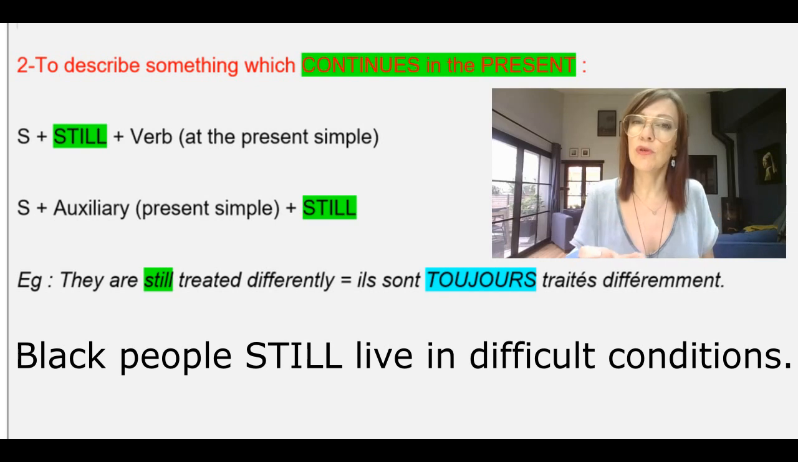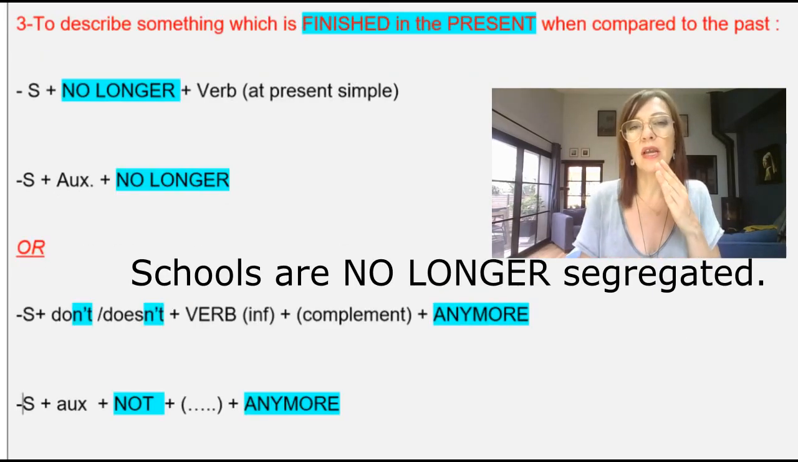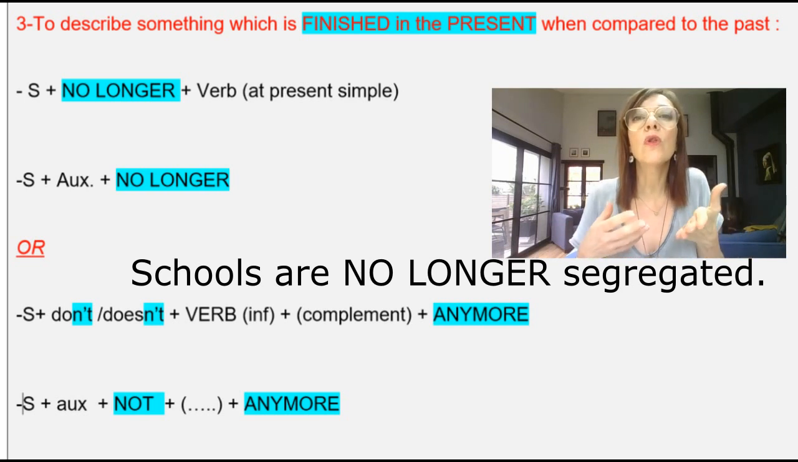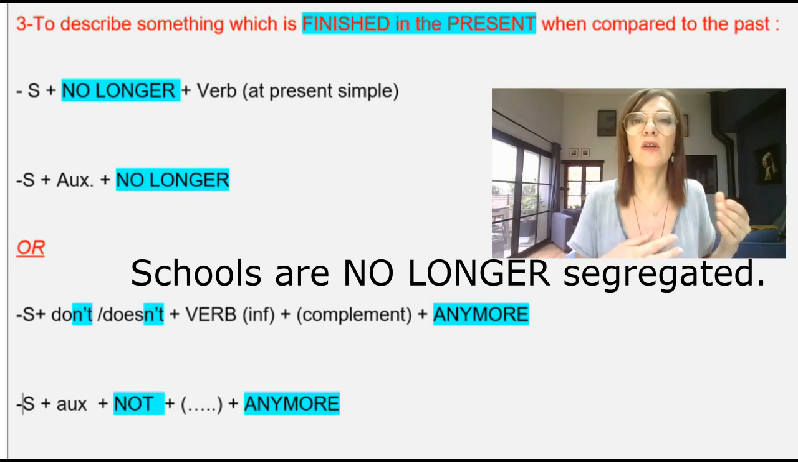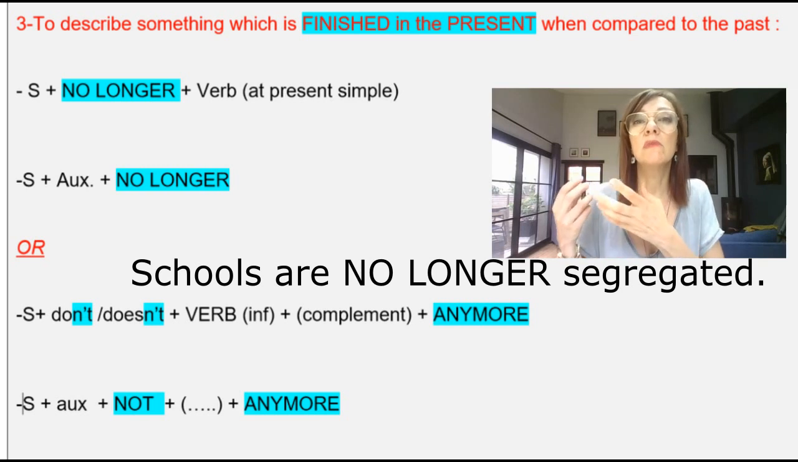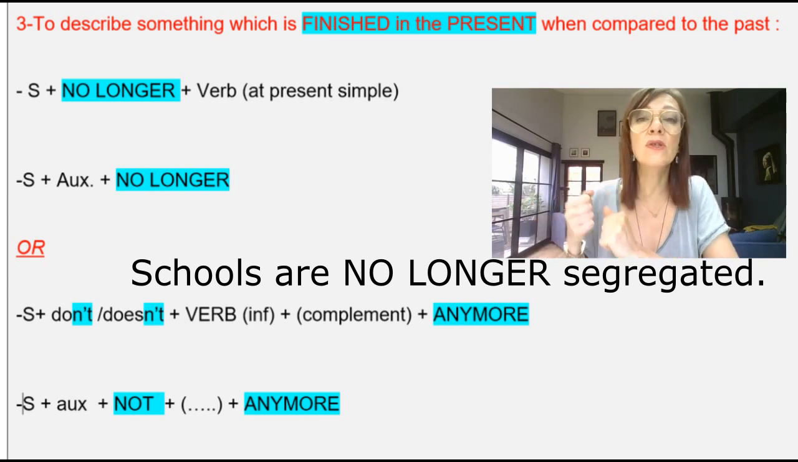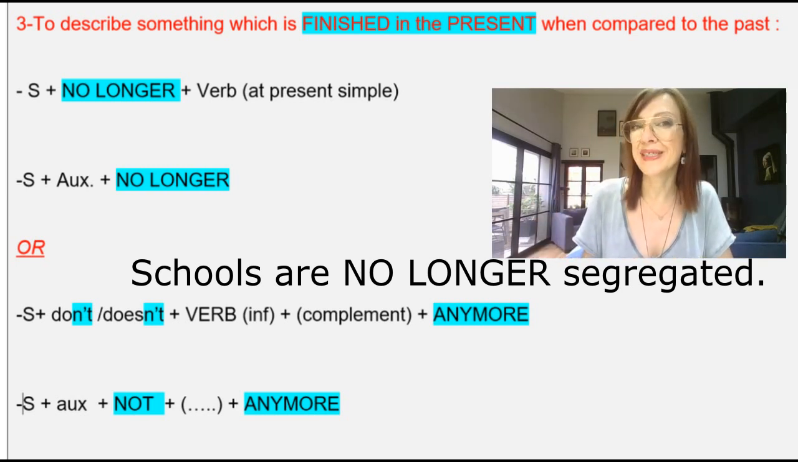And we also use the expression no longer to say that something had stopped. For example, we could say that schools were no longer segregated. They no longer went to different restaurants, for example.